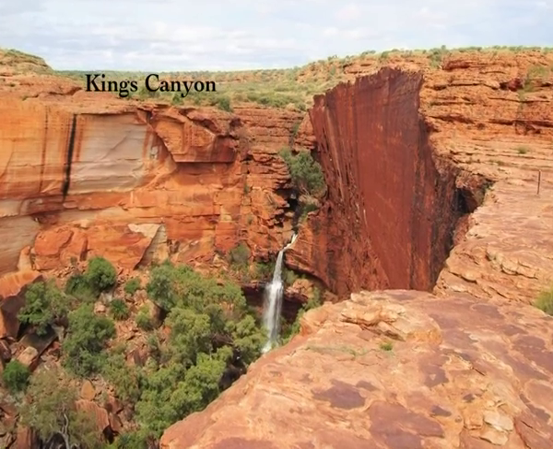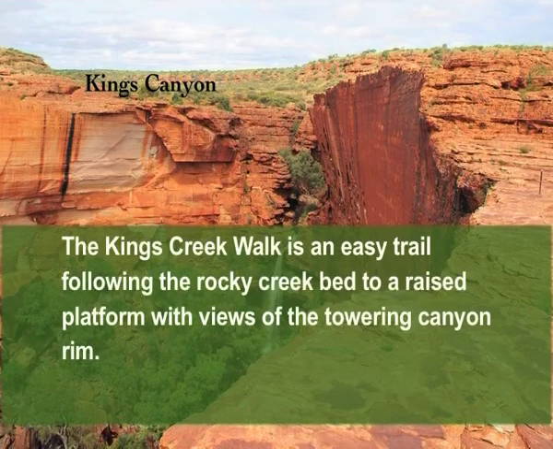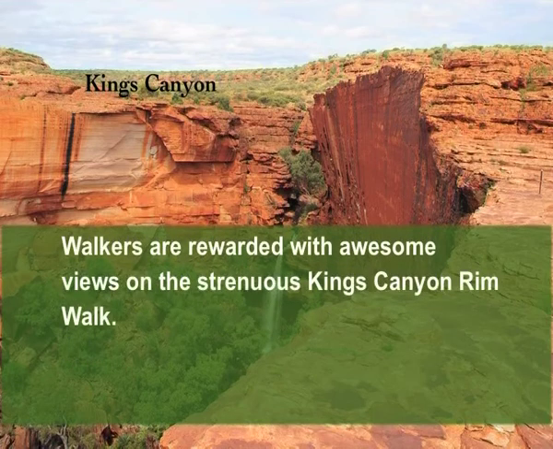Kings Canyon. Watarrka, that is the Kings Canyon National Park, features one of the most spectacular sights in Central Australia, the yawning chasm of Kings Canyon. The Kings Creek Walk is an easy trail following the rocky creek bed to a raised platform with views of the towering canyon rim. Walkers are rewarded with awesome views on the strenuous Kings Canyon Rim Walk. After a steep climb, the walk skirts the canyon's rim before entering the Garden of Eden, a lush pocket of cycads around a natural pool.